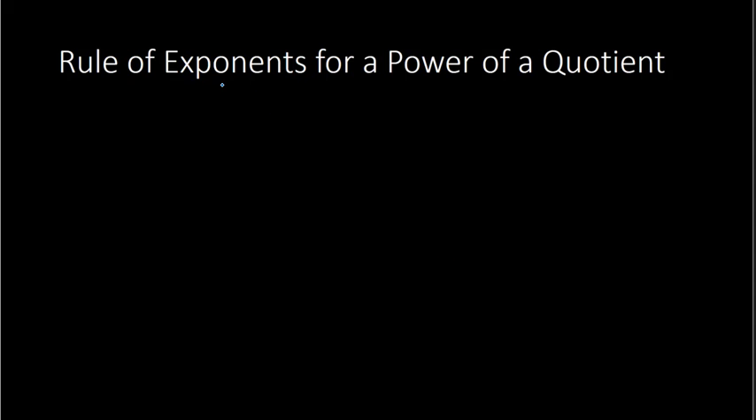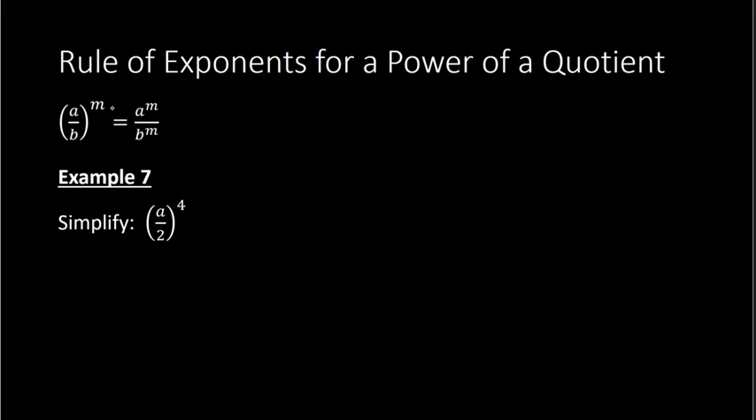Now as we finish, let me remind you of our rule of exponents for a power of a quotient. That says if we have a fraction raised to some power, then we raise the numerator to that power as well as the denominator to that power. So for example, if we had a over 2 and then raise that to the 4th power, that means we have a to the 4th power divided by 2 to the 4th power. And 2 to the 4th power is 2 times 2 times 2 times 2, which would be 16. So that answer would be a to the 4th divided by 16.